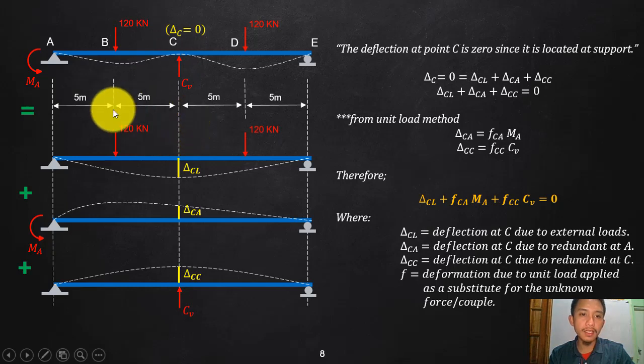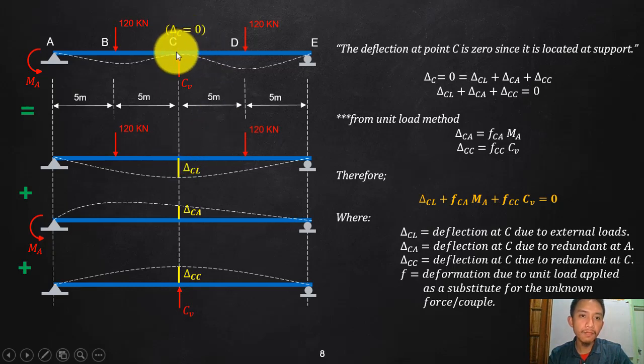So how will I end up with the compatibility equation again? Just like a while ago, let's understand the scenario one by one. First is, of course, the effect of the external loads. A while ago, what we investigated is the rotation at A, since that is where we were getting the compatibility equation. But since we are getting a compatibility equation at point C due to deflection, what we are going to investigate here is the deflection at point C.